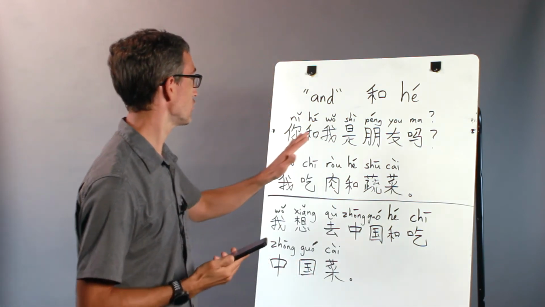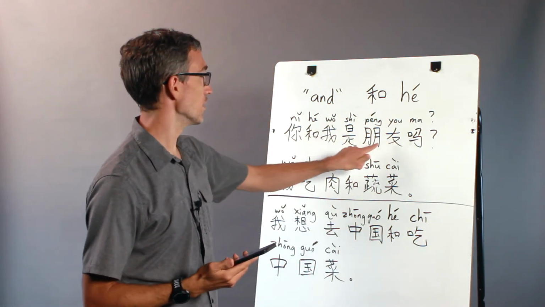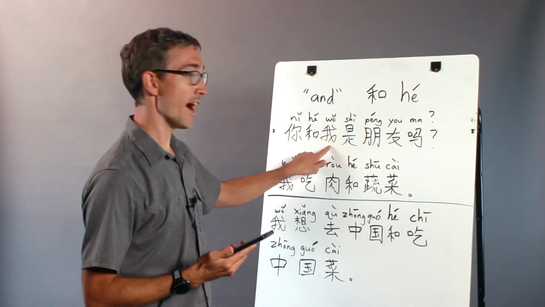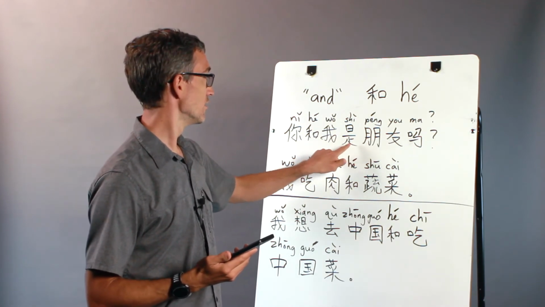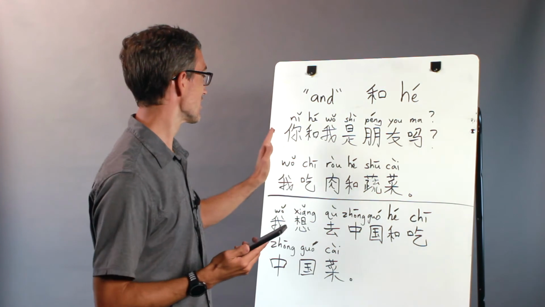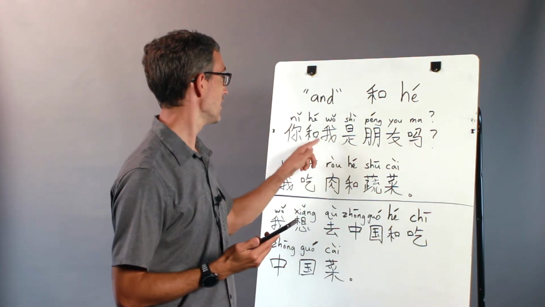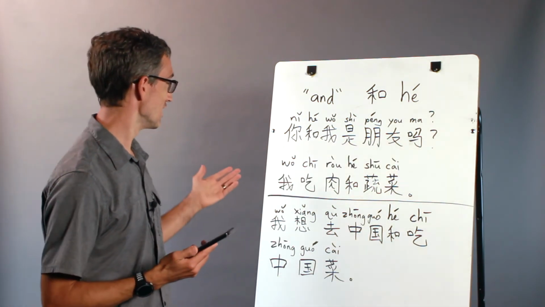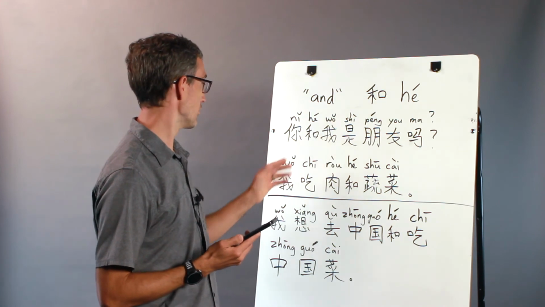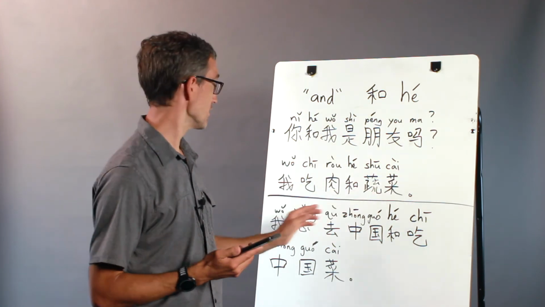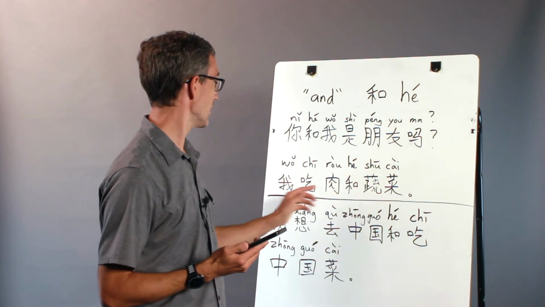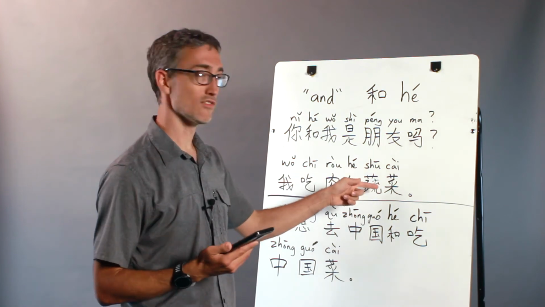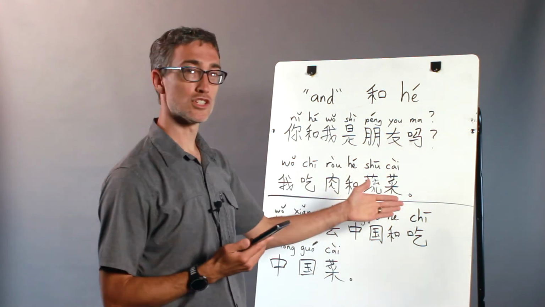Okay, so here are some examples of how to use it. 你和我是朋友吗? You and I are friends ma? So this is a yes or no question. You and I are friends? Are you and I friends, in less Chinglish? So that's an example of he. Here's he on the other side, in the predicate part of the sentence. 我吃肉和蔬菜. I eat meat and 蔬菜. 蔬菜 is vegetable or vegetables. So I eat meat and vegetables.